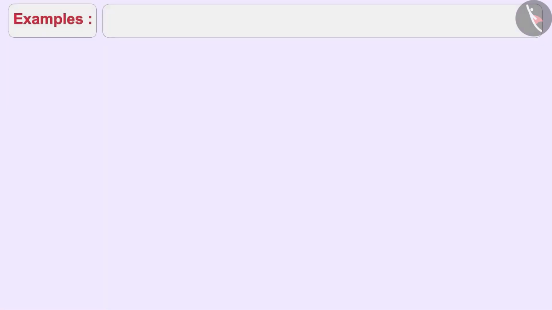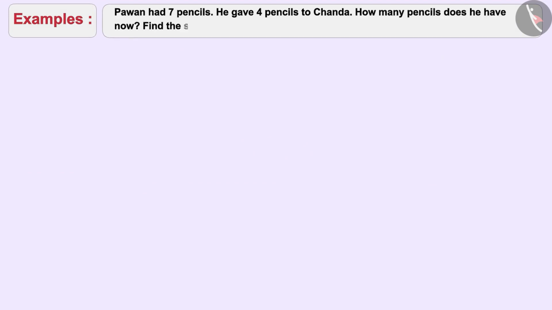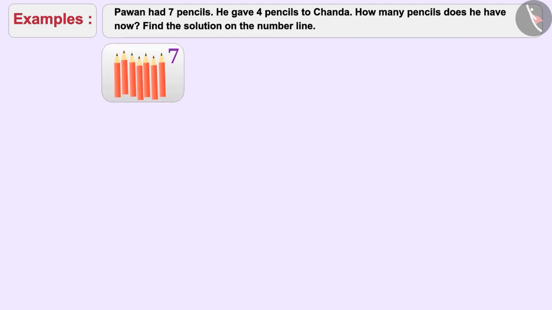Example, Pawan had 7 pencils. He gave 4 pencils to Chanda. How many pencils does he have now? Find the solution on the number line. Initially, Pawan had 7 pencils, out of which he gave 4 pencils to Chanda. The number of remaining pencils can be obtained by subtracting 4 from 7.